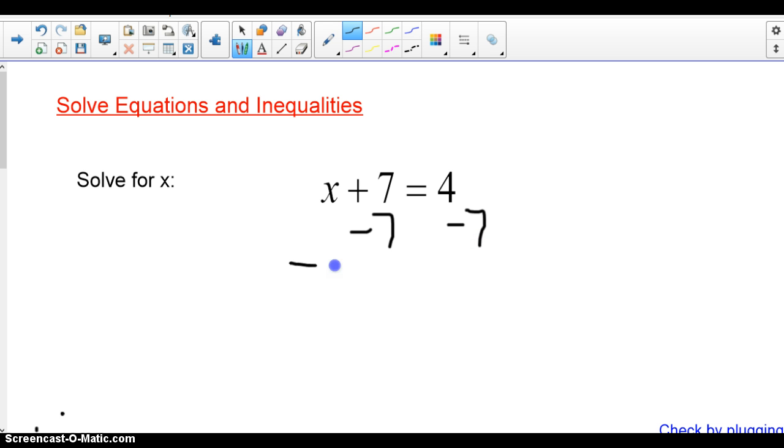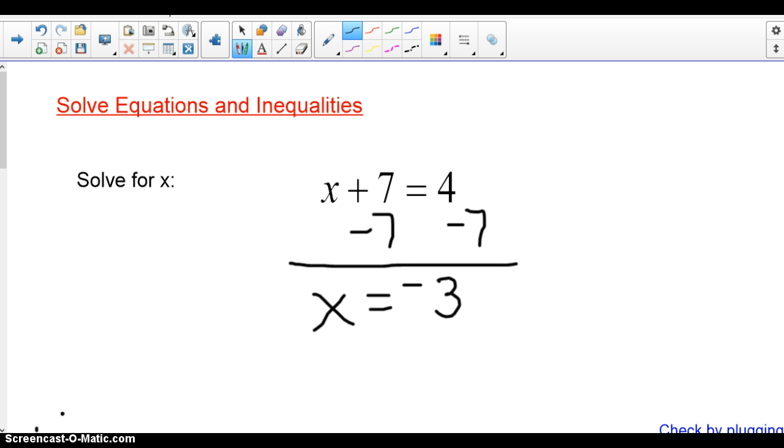When we do that, we end up with x by itself, because a positive 7 minus 7 is equal to 0. 4 minus 7 is negative 3. For those of you who guessed ahead that the answer was negative 3, this was just a simple way of doing the equation by isolating the variable.